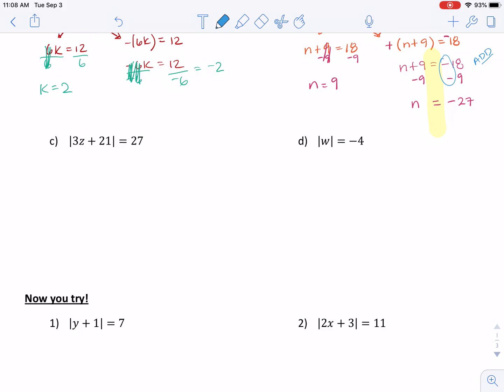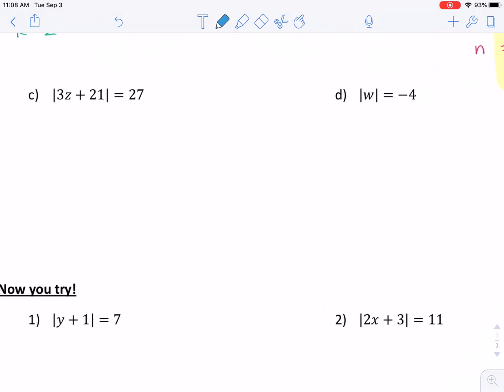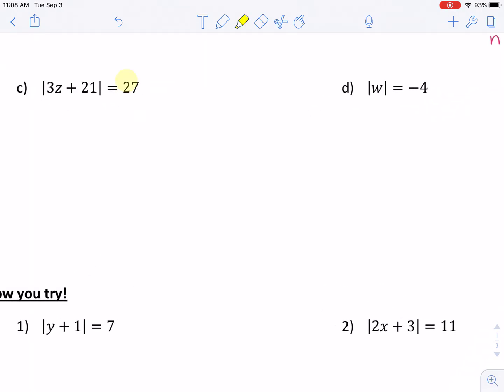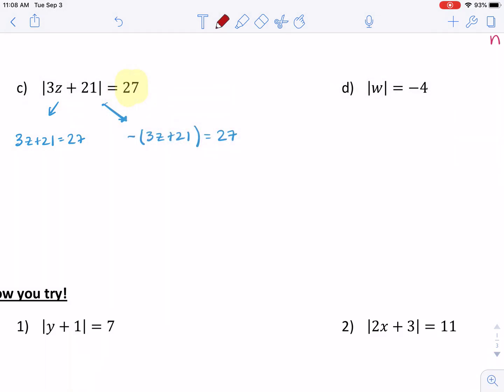In this next one, we have the absolute value of 3z plus 21 equals 27. Again, the absolute value is all by itself, so all we have to do is check this side. Is this side positive? Great. So we're going to do 3z plus 21 is equal to 27, and we're going to solve for the opposite of that, equals 27. And again, you will be able to distribute that if you like to solve it that way. We'll try it out in class.